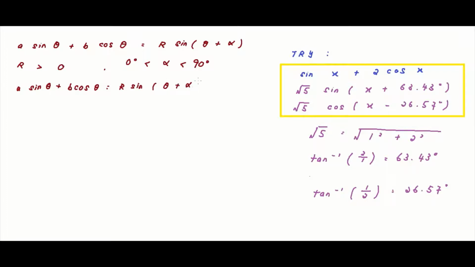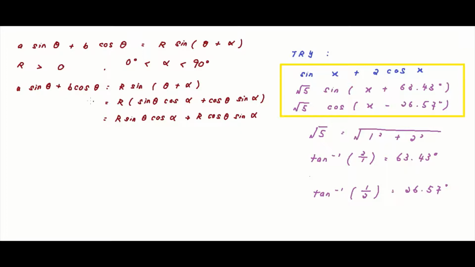Okay, so if you can recall the compound angle formula that we learned in the previous lesson, how do you actually expand sine theta plus alpha? It's the formula of sine A plus B, correct? So what do you get? You get sine theta cos alpha plus cos theta sine alpha, right? Okay, so let us try to expand this: r sine theta cos alpha plus r cos theta sine alpha.